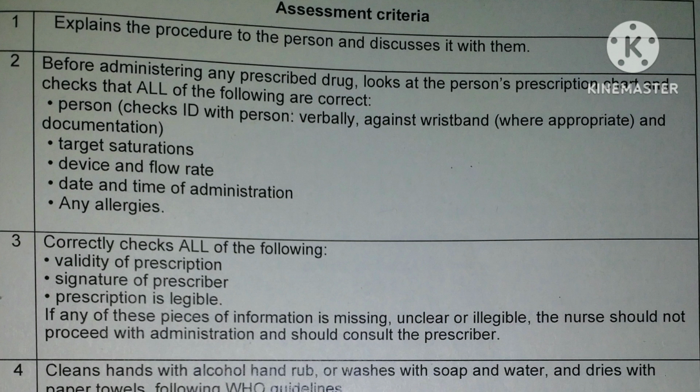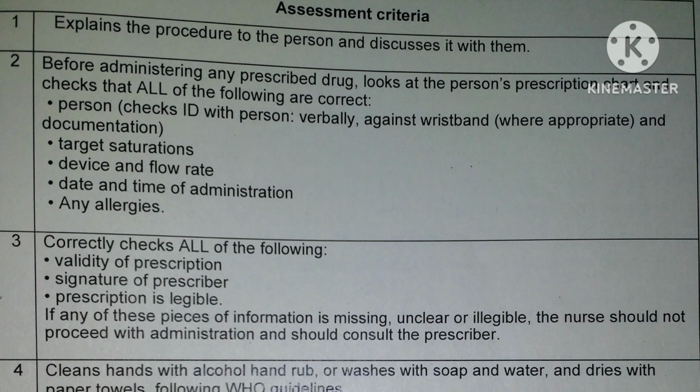So what things do we have to check? We should ask the patient his name. Then we should cross-check it with the ID, verbally with the person first, then against the wristband where appropriate, and documentation. Then we should check what target saturation they have documented. Then what is the device? Is it a nasal cannula, a Venturi mask or a non-rebreather mask? Like that, what is the flow rate?